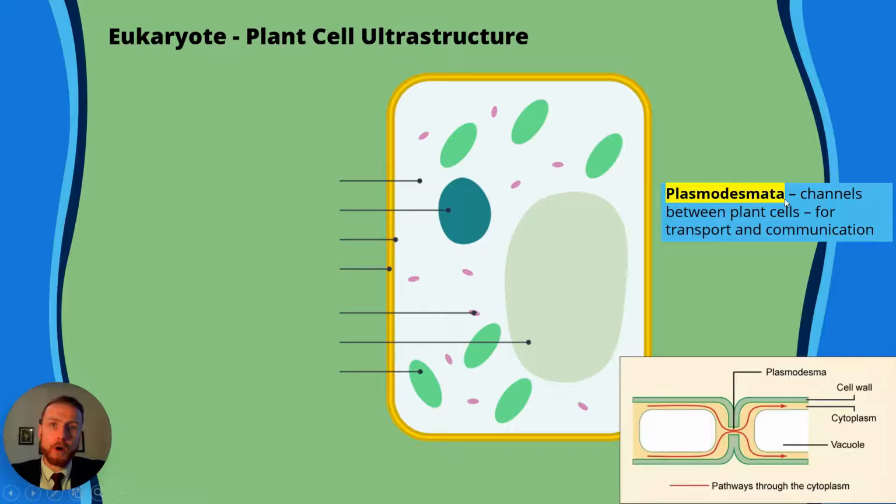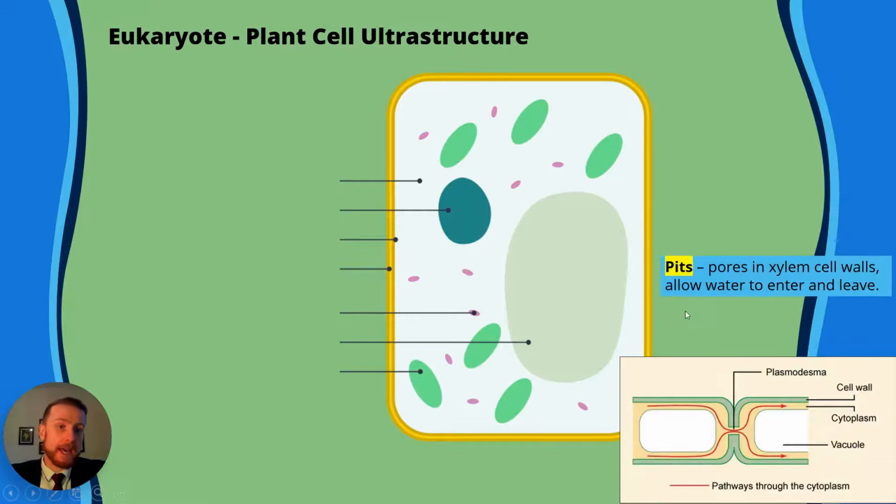We have plasmodesmata. Now, these are channels between plant cells, and I've included a diagram here at the bottom where you can see two plant cells next to each other and the plasmodesmata connecting them. We have pits, which are pores in the xylem cell wall, and this allows water to enter and leave.